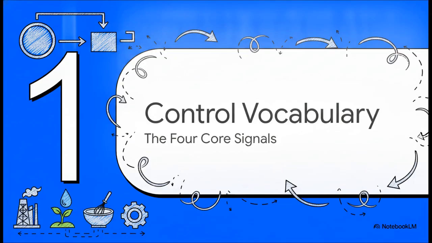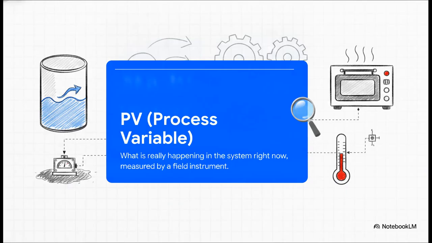Let's get right into defining these four core signals that exist in literally every single control loop out there. Because honestly, you just cannot control what you can't name. We're kicking things off with the process variable, or the PV. So the PV is the undeniable, ground truth physical reality of your plant floor at this exact second, right? If you're looking at a tank, the PV is the actual water level. If it's an oven, it's the exact temperature right now.